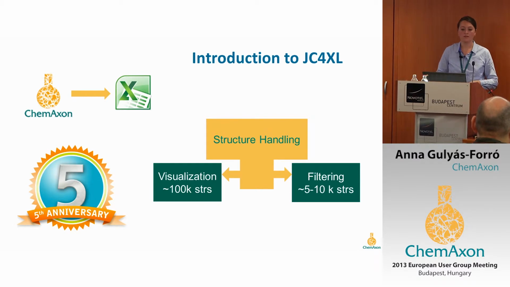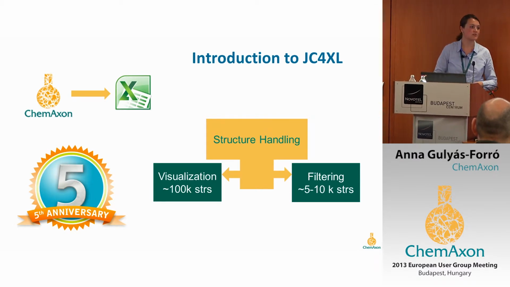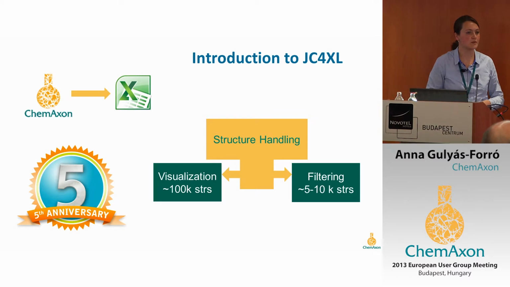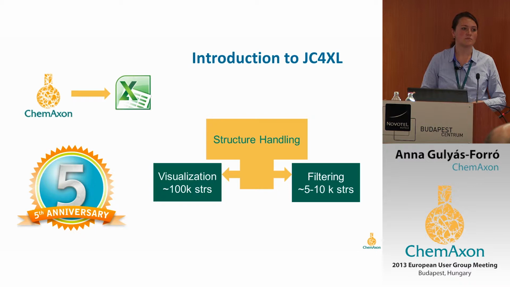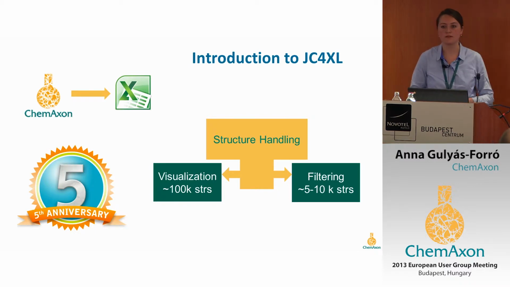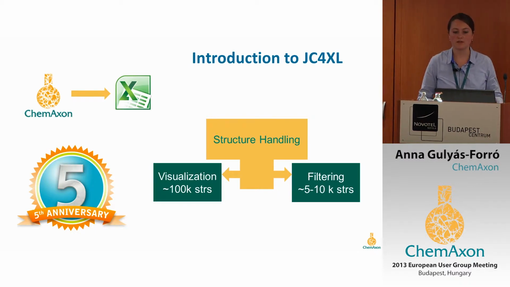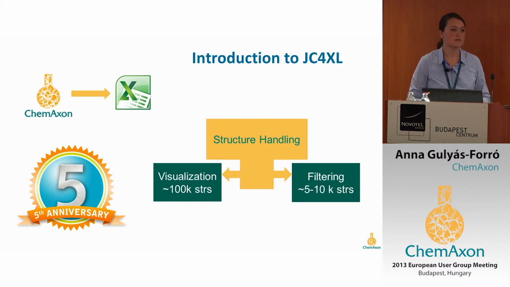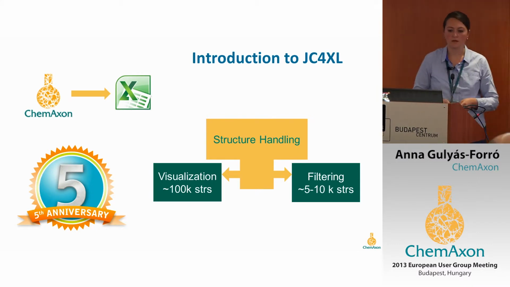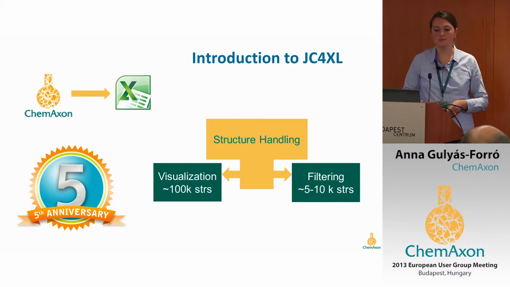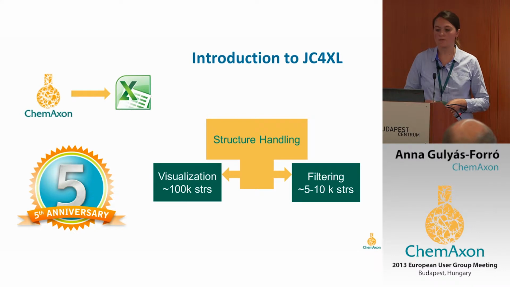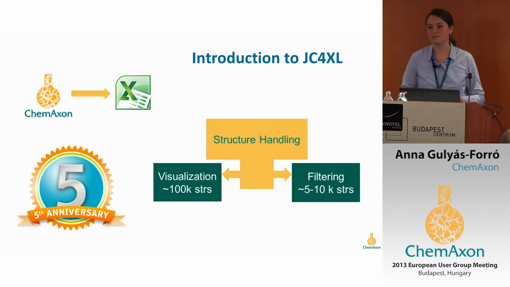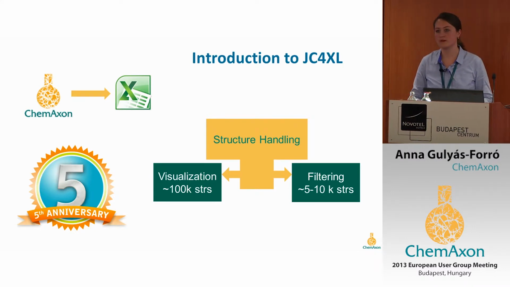I would like to emphasize that JChem for Excel is a data management tool, but not a database management tool. So it's not appropriate for handling many hundreds of thousands of structures, but for visualization, its appropriate data size is about 100,000 structures. If you want to do structure filtering, then the best data set size is about 10,000 structures.